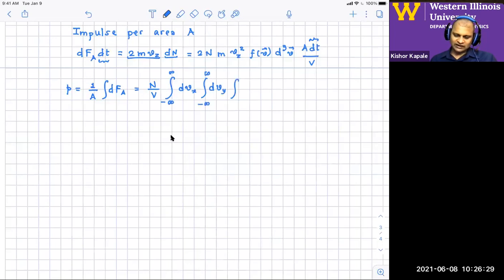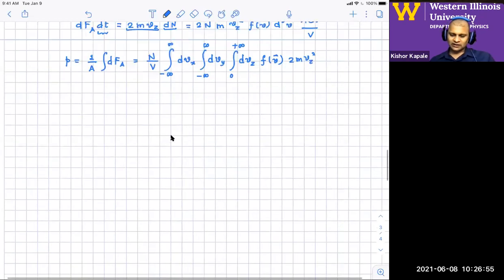And then for z, we only take 0 to infinity. Why? Any thoughts on why that should be the case? Because vz needs to be in a certain direction. If vz is directed away from the wall, it's not going to contribute to the pressure or the force on the wall. So that's why the limit here is important.